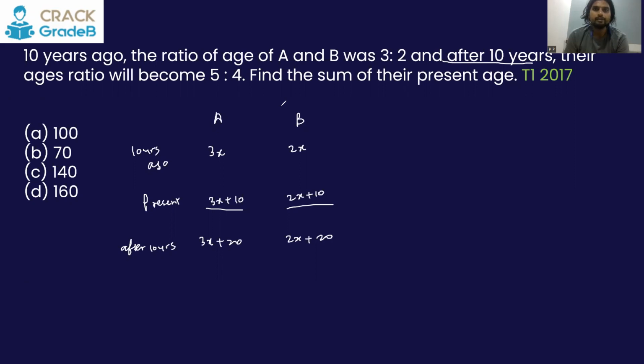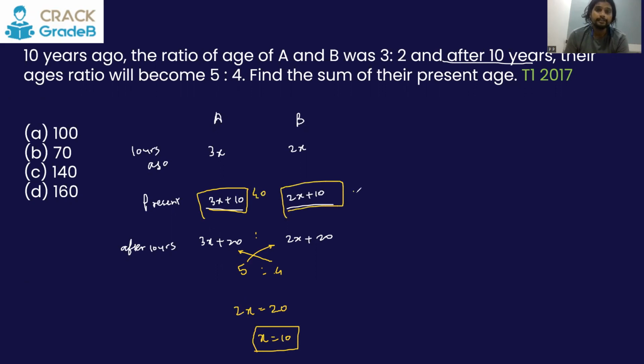At that time, the ratio between these two is 5 is to 4. Again, doing cross multiplication, we'll get 4 3s are 12, 5 2s are 10. So 2x is equal to 20. So x will be equal to 10. If x is 10, presently he is 30 and 10, 40, and he is 20 and 10, 30. So the sum is 40 plus 30, that is 70.